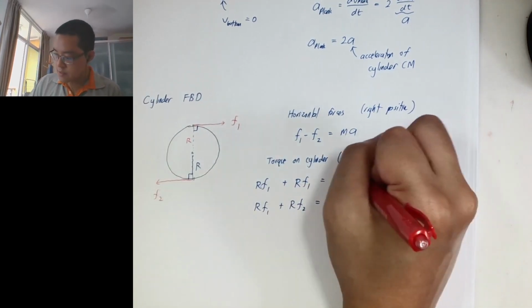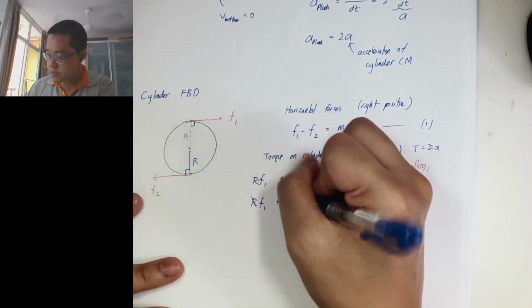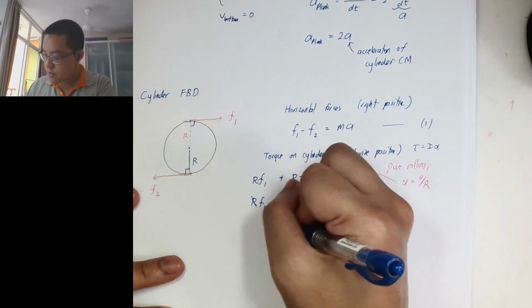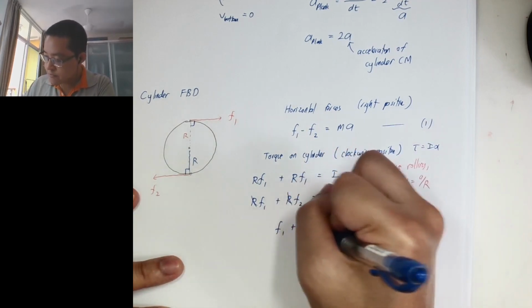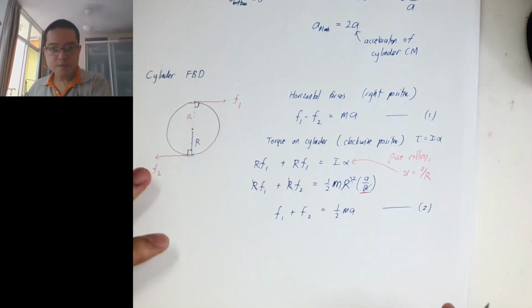Right, so we put this here. So this becomes a over r. Then now we do cancellations. So I got F1 plus F2 is equals to half ma. So this is equation 2.